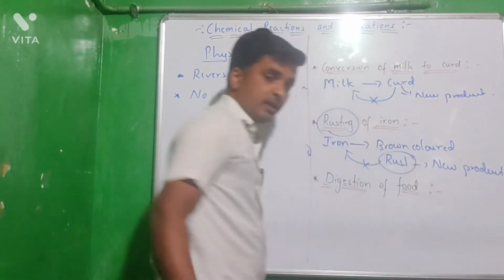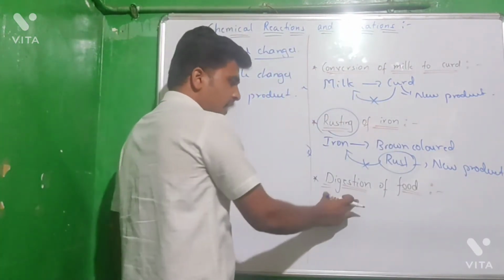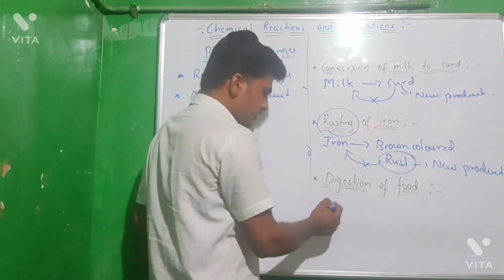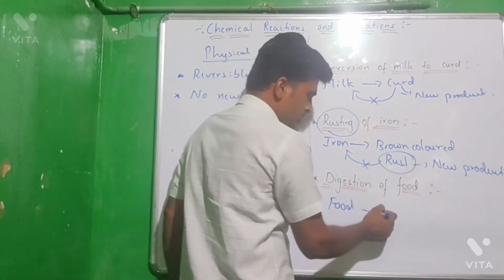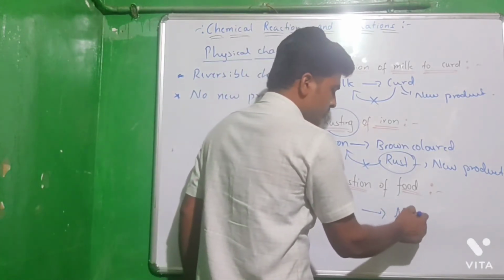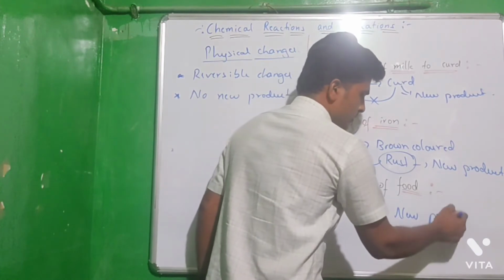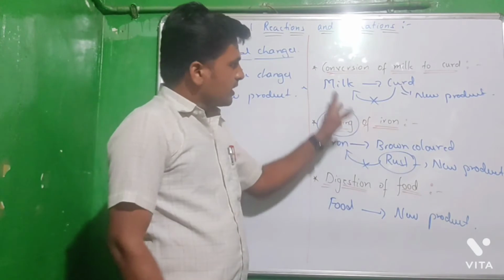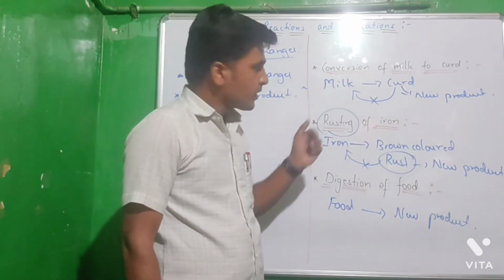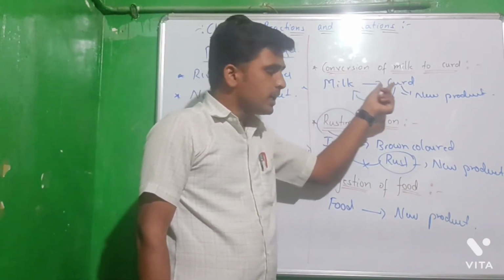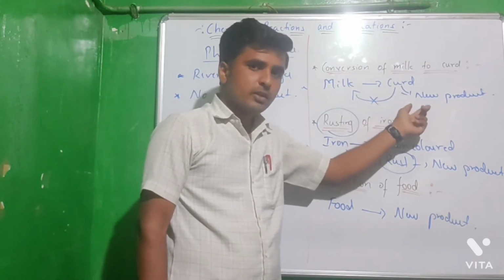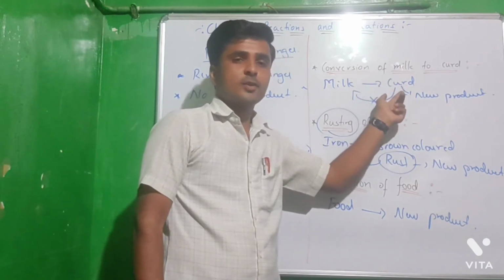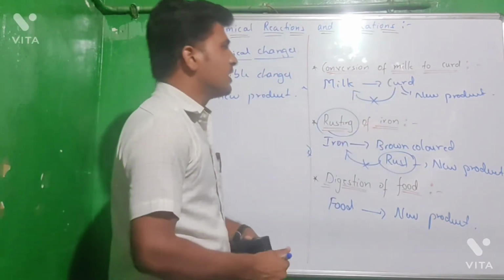The next example is the digestion of food. Listen here. If food undergoes the digestion, what will happen? The new product is formed. Consider the first example. From milk we get curd, that is the new product. But we cannot get the milk from the curd. So it is an irreversible reaction.